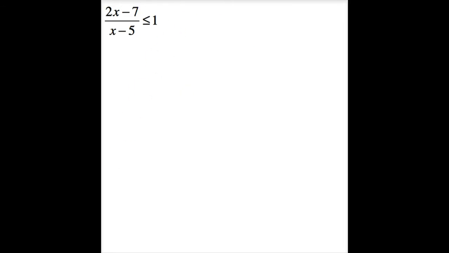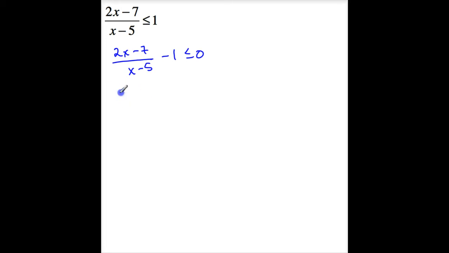Now let's do a really fun one. In general, you do not want to multiply across by x minus 5 because you wind up with, well, you simply get it wrong depending on what x is. So let's move this one to the other side. So this becomes 2x minus 7 divided by x minus 5 minus 1 is less than or equal to 0. It's easy to test when things are positive and negative.